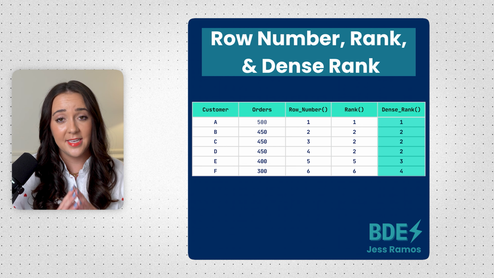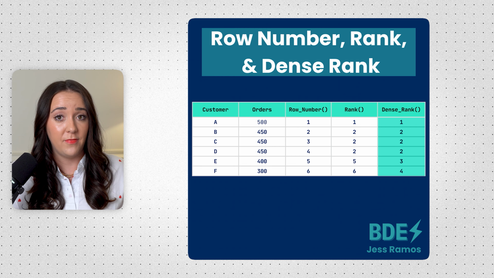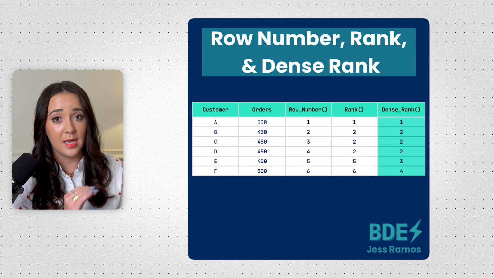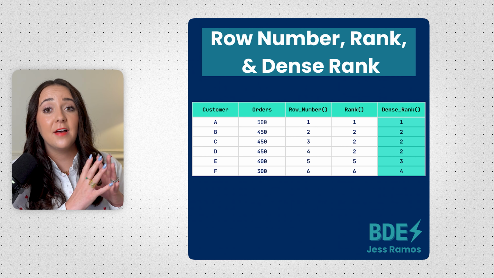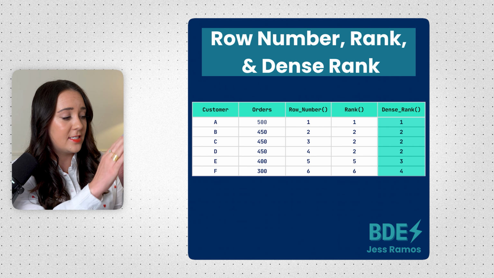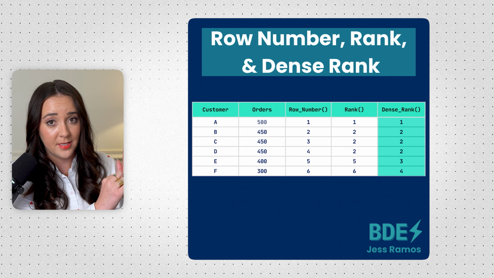Dense rank is the exact same as rank in the way that it handles tied values. They will also receive the same ranking value. But dense rank is different because of what it does after the tied values. After tied values, dense rank goes to the next sequential ranking number, leaving no gaps in the ranking numbers.